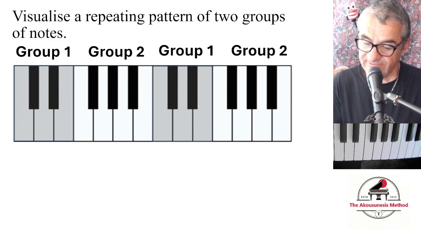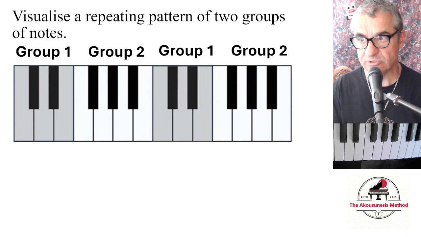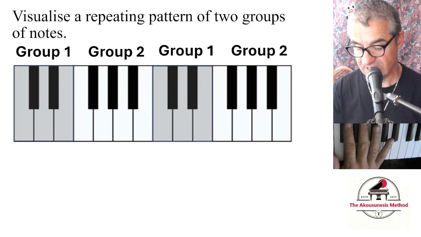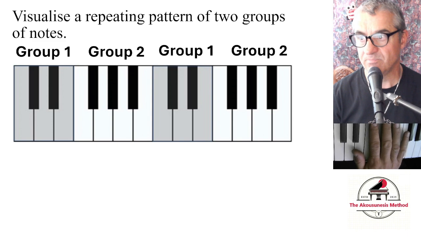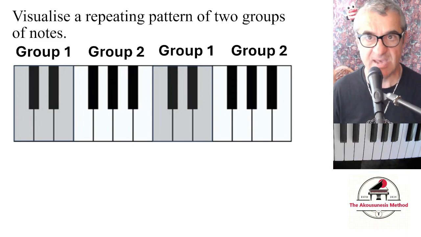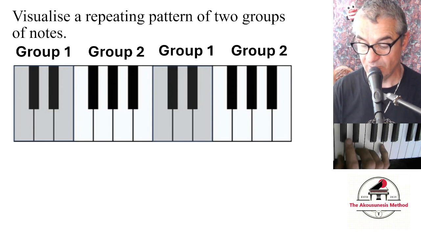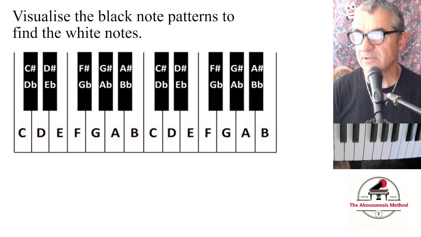Now, in order to find these notes instantly, we're going to visualize the keyboard as two groups of notes, group 1 and group 2. You can see here that group 1 is the 2 black notes with the 3 white notes underneath. Group 2 is the 3 black notes with the 4 white notes underneath. And the keyboard is just a repeated pattern of group 1 and group 2. So there's only 12 notes if we count them: 1, 2, 3, 4, 5, 6, 7, 8, 9, 10, 11, 12. There's only 12 notes.